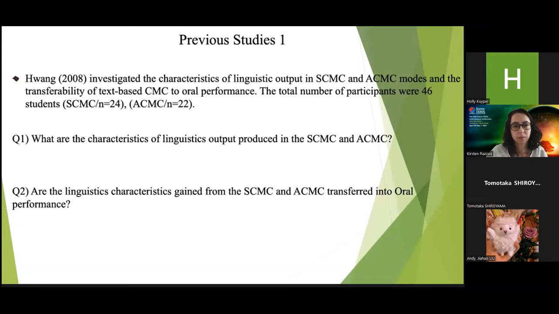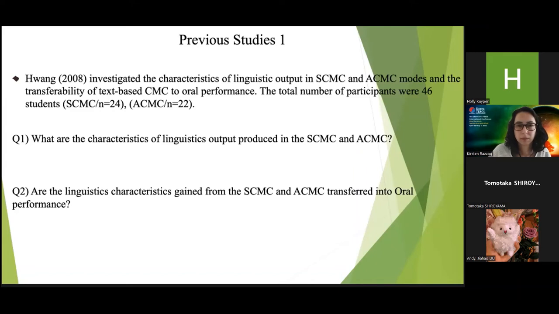The result was that asynchronous computer-mediated communication transferred to oral performance. Also, the HMC mode produced more language output, in AS units. An AS unit is a single speaker's utterance.